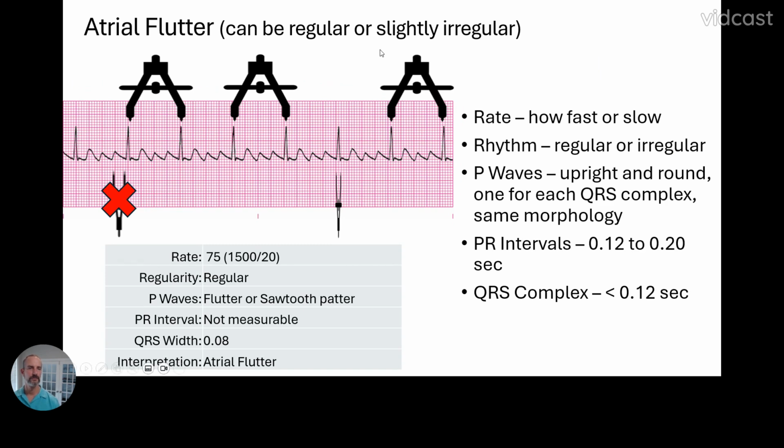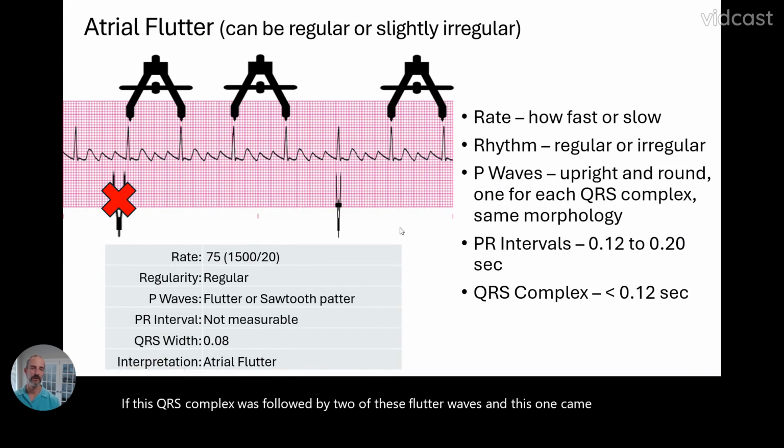And very quickly, slightly irregular. If this QRS complex was followed by 2 of these flutter waves and this one came early, it would indicate a 3-to-1. So for every 3 of those flutter waves or F waves, you're getting a complex. But this rhythm is a straight up 4-to-1 all the way across, so it is regular.